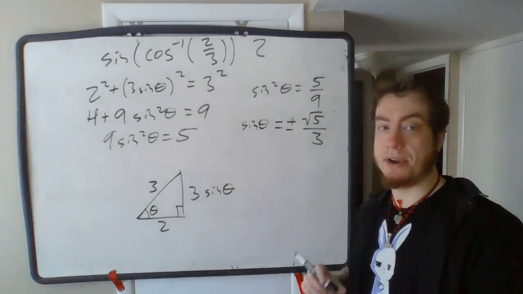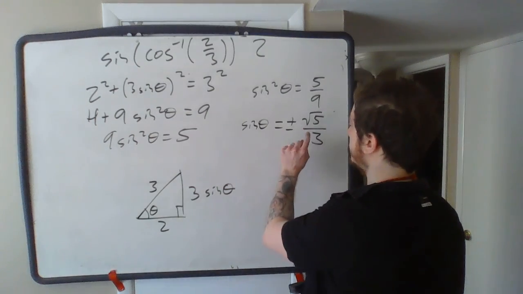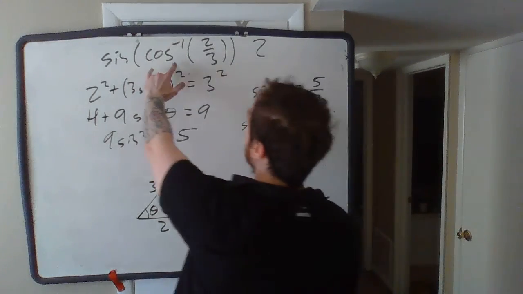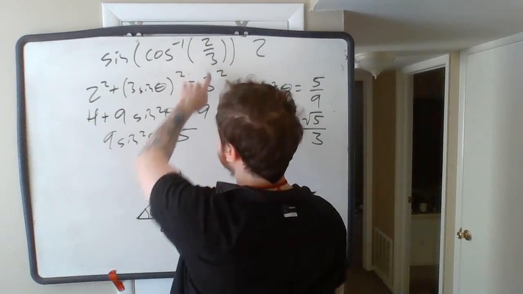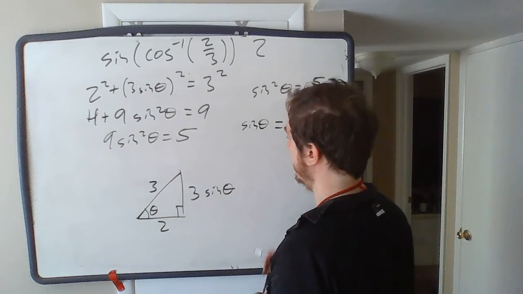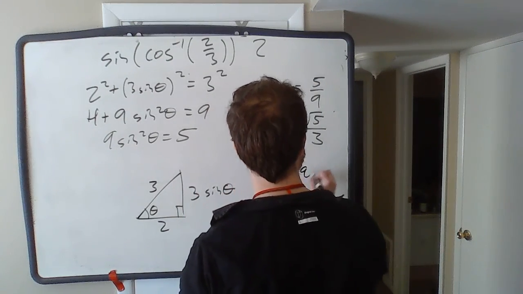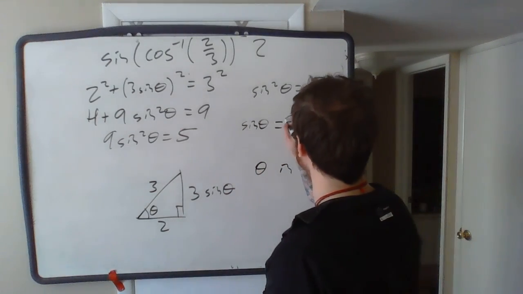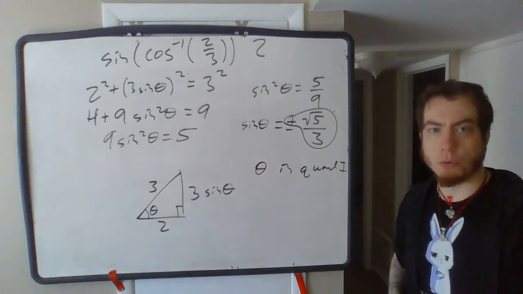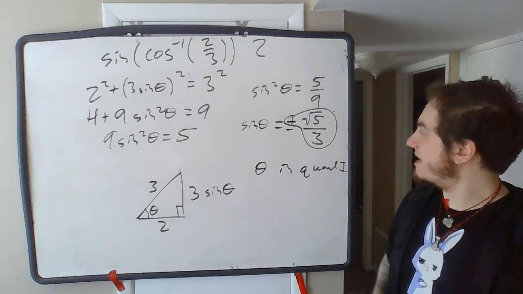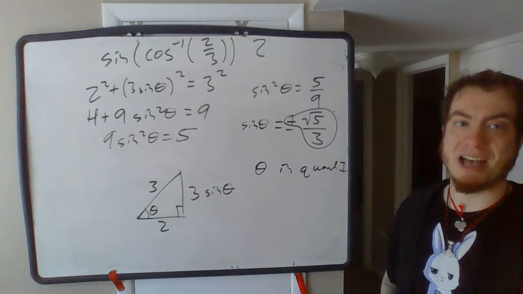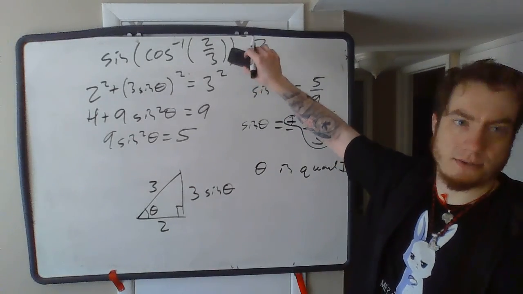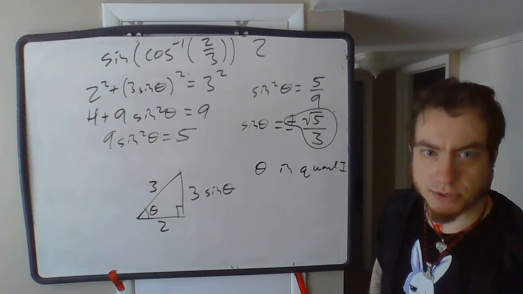Now the problem that we have here is we need to figure out, should we take the plus or the minus? And the answer is, ask yourself about quadrants. We know that cosine inverse of a positive number has to sit in quadrant 1. So we know that theta is in quadrant 1. That means I want to take the positive root here. So my answer is going to be positive square root 5 divided by 3. And that is the value of sine of this cosine inverse of 2/3.